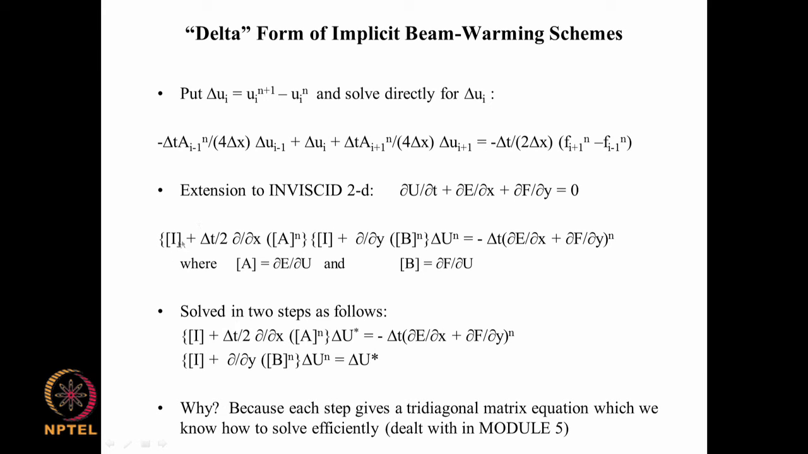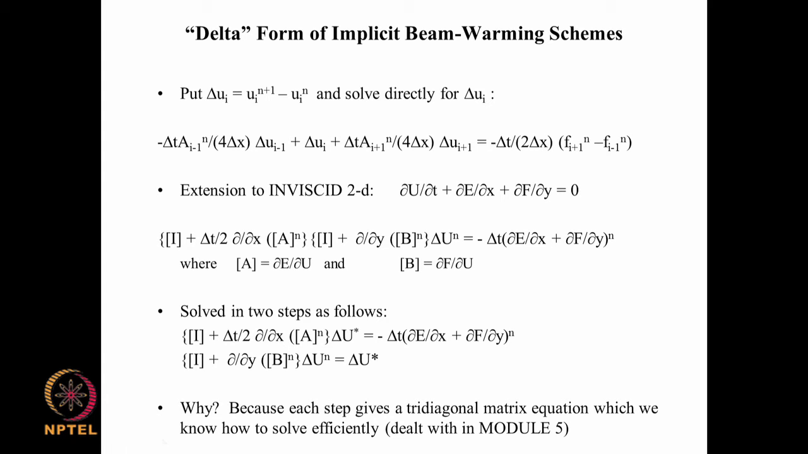So, this equation is something plus ∂/∂x times I plus ∂/∂y times Δu^n equal to this, and this is actually solved in 2 steps: [I + (Δt/2) ∂/∂x of A^n] Δu* equals minus Δt [∂E/∂x + ∂F/∂y]^n, and then once we get Δu* here, we put this here and solve [I + ∂/∂y of B^n] Δu^n equal to Δu*.